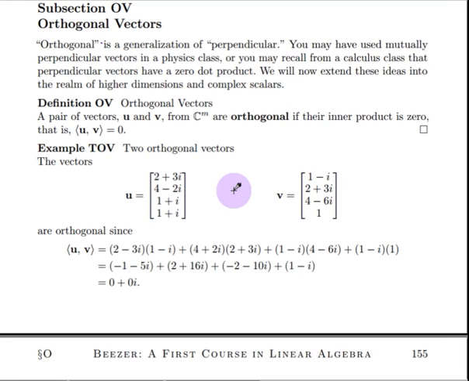Okay, now we're going to talk about orthogonal vectors. Now, we've been talking about inner product, which is like dot product, right? And we've been talking about norm, which is like length. Now we're going to talk about orthogonal, which is like perpendicular.